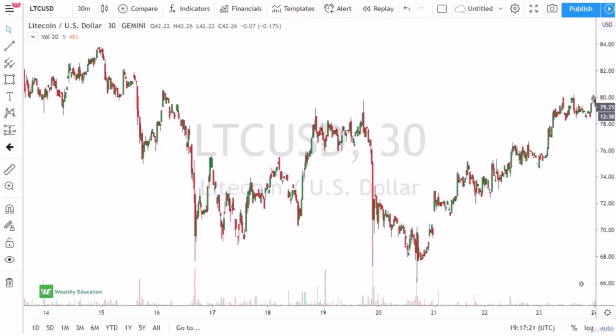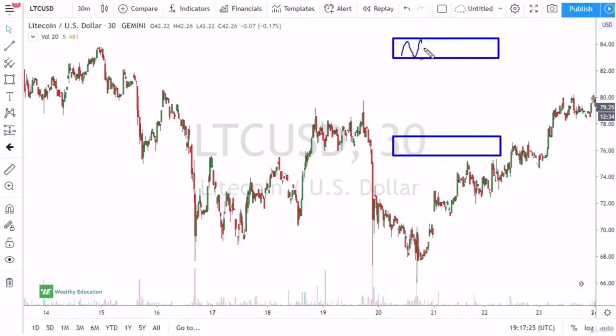In this video, I'll be talking about rectangle tops and bottoms. So a rectangle top or bottom is a pattern that, as I'm sure you can guess, is shaped like a rectangle. And what happens is that support and resistance comes into play at the same two levels, and then you eventually get a breakout of it.